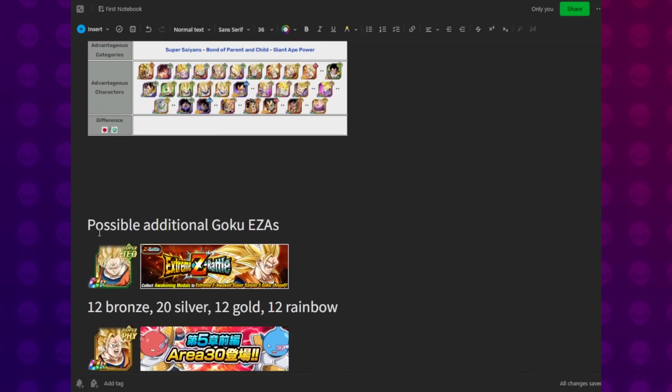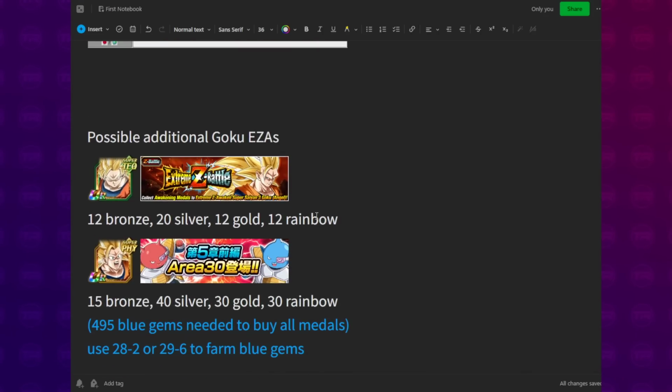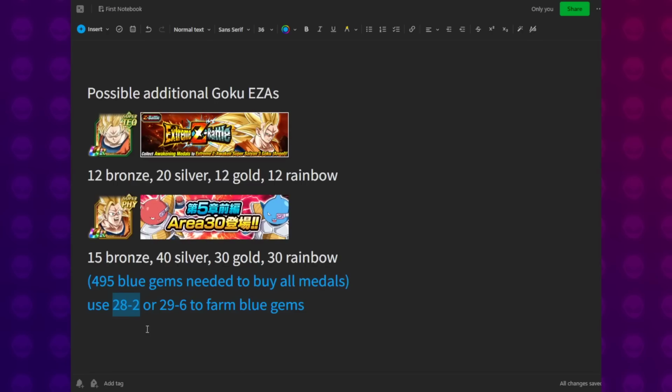Oh, one more thing. If we do end up getting Quest Stage 30, which I doubt, then these things will also possibly be included, because Quest Stage 30 also gives us the next free-to-play unit that gets its EZA via the Quest Mode Rewards. So if you were to do Stage 30, make sure you farm out 495 blue Incredible Gems so that you can buy all of these medals to awaken this physical free-to-play Super Saiyan 3 Angel Goku. That is, of course, if you want to. And if you do, 28-2 or 29-6 are the best stages to farm blue gems.